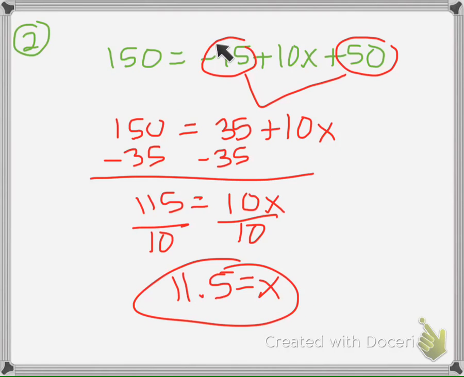Okay, next one, again, I need to combine like terms, which is the -15 and the 50. Those are like terms because they don't have x or anything with them. They're just numbers. So when I combine those, I get 35. Bring down my 10x, bring down the 150. I need to subtract 35 on both sides to get rid of it. 150 minus 35 is 115. Then I need to divide by 10 on both sides to get rid of my 10. And I'm left with 11.5 equals x.